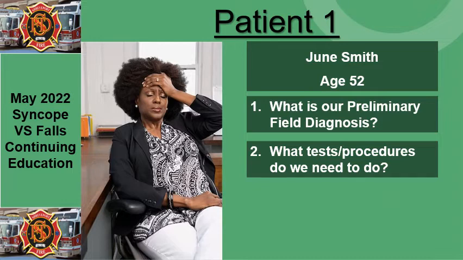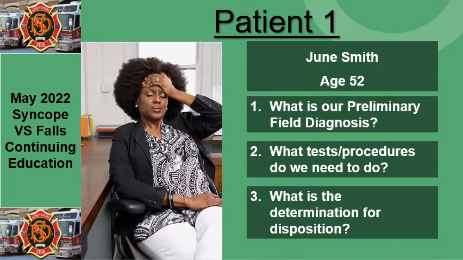12 lead. Make sure we don't miss that 12 lead so we don't miss an MI or any type of arrhythmic changes. So getting those things: vital signs, glucose check, stroke assessment, and the 12 lead are very important. What's the determination of disposition for Miss Smith?